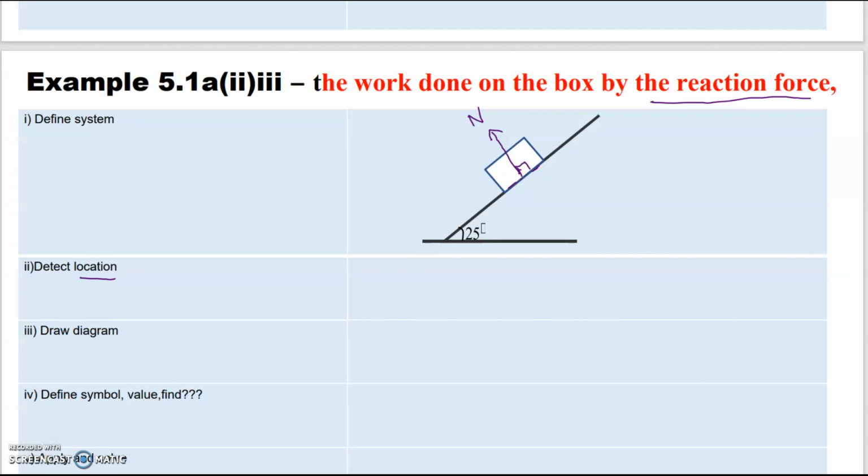Here we can see that it moves along the way, with a displacement of 3.8 meter. But the force now is the normal reaction. So when we refer F with S, the angle is 90 degree. When the angle is 90 degree, Wn is equal to N S cos 90 degree. When we calculate, cos 90 degree is equal to 0. So Wn is equal to 0 joule.